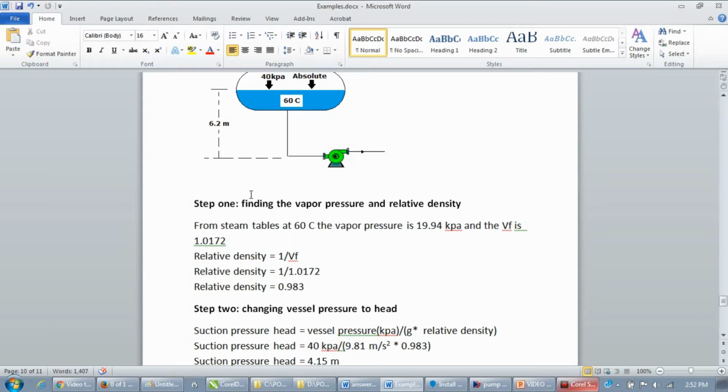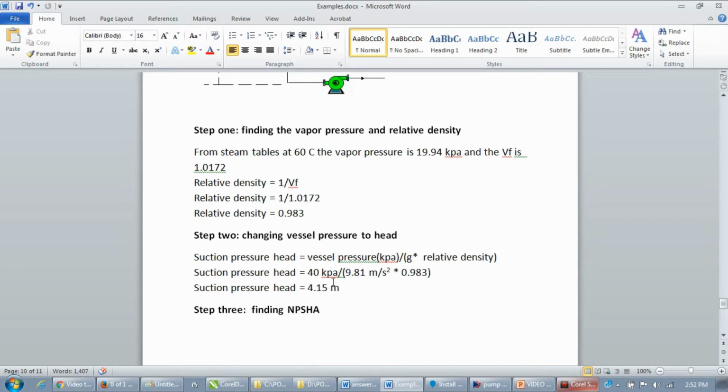Step 1. Finding the vapor pressure and relative density. From steam tables at 60 degrees C, the vapor pressure is 19.94 kPa, and the specific volume of the condensate is 1.0172. Using the specific volume of the condensate, we find the relative density is 0.983.